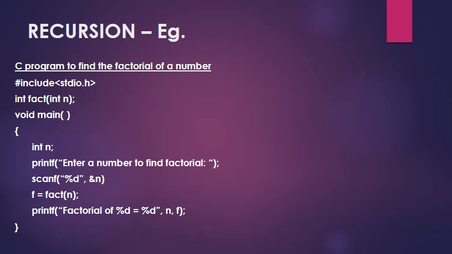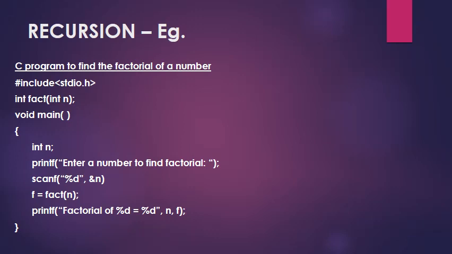That is the function prototype. Then we can write the main function. Inside the main function you read the value of n, and then just make a call to the function fact of n. So f is equal to fact within parenthesis n.